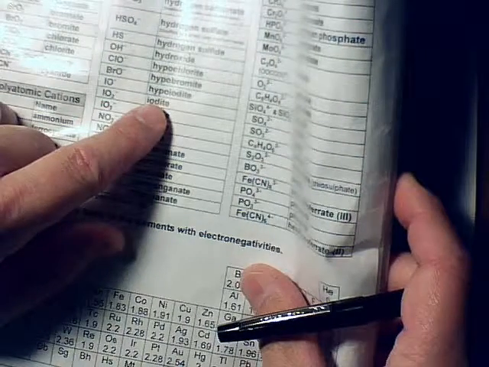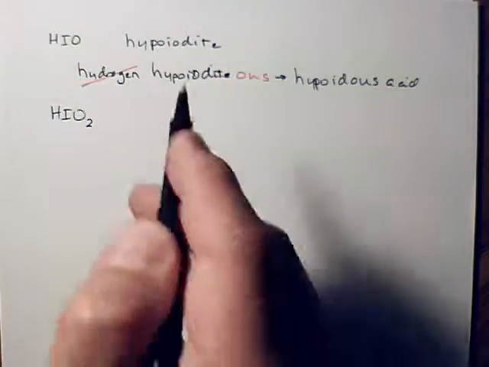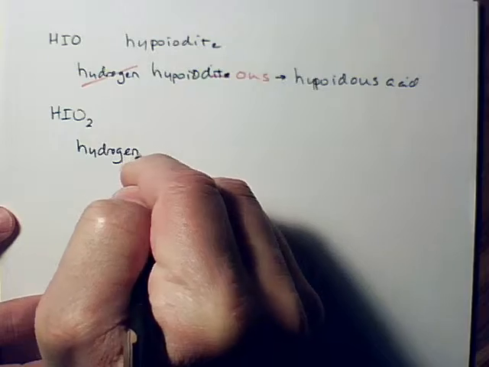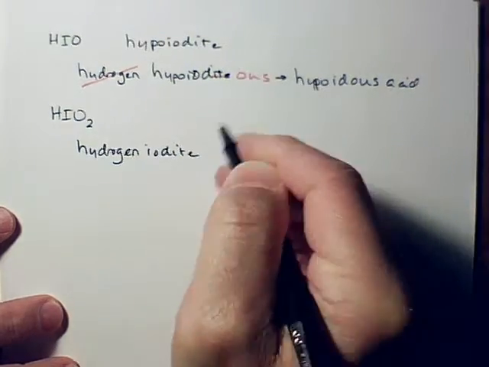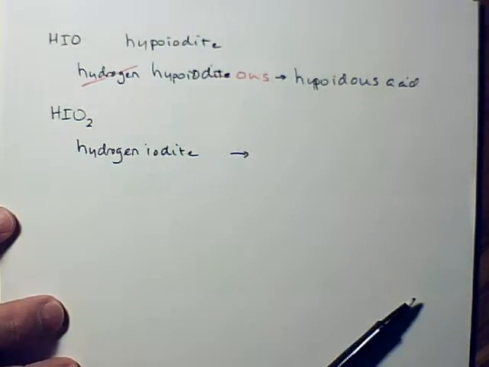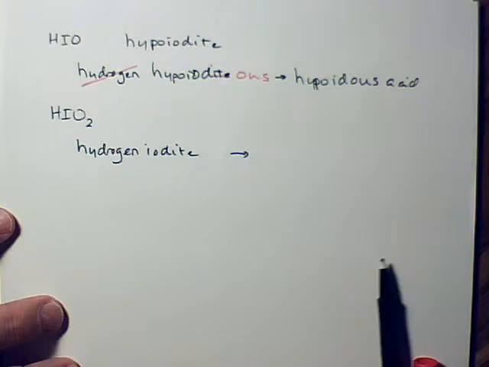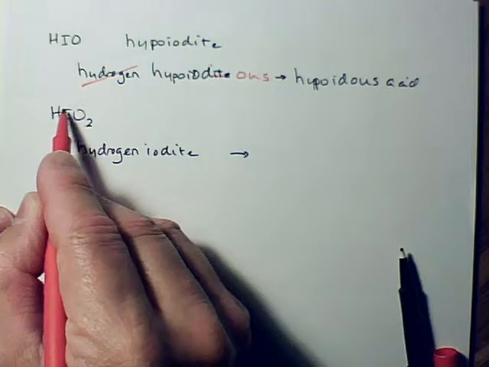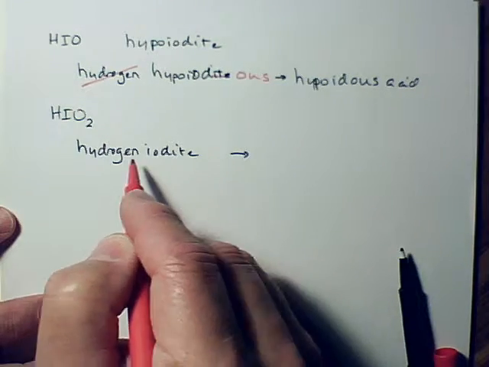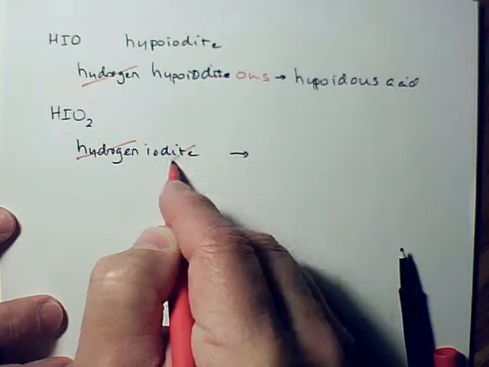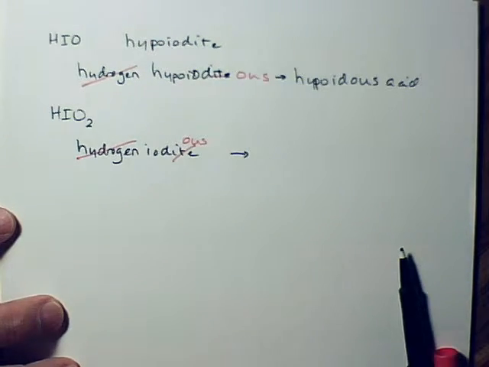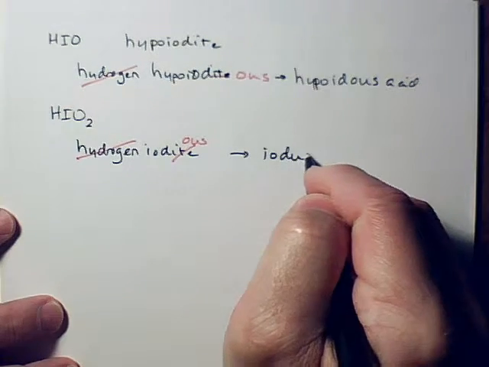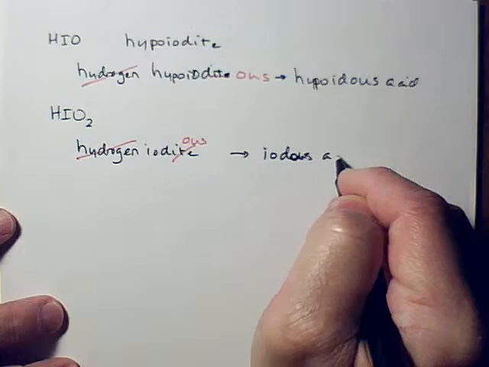IO2 is iodite. So we're going to name it hydrogen iodite. And then we're going to change it using that same system. When we have an oxy acid, that's an acid that has a polyatomic ion that contains oxygen, you drop the hydrogen entirely, you change ITE to OUS, and you get iodous acid. OUS acid. Okay?